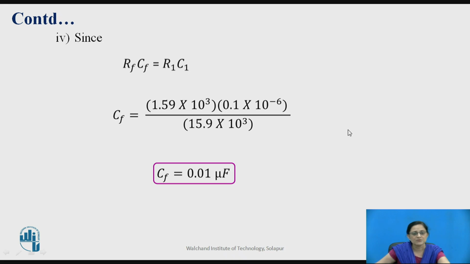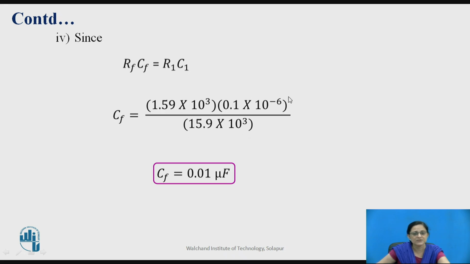Now RF and R1 both are calculated. Now there is a need to calculate the CF feedback capacitor. So now you know the relation of RF CF and R1 C1, which is RF CF equals R1 C1. So this gives the time constant, which we generally take as equal values. So CF equals R1 C1 upon RF. So R1 equals 1.59 kilo ohm and C1 equals 0.1 microfarad, upon RF equals 15.9 kilo ohm.